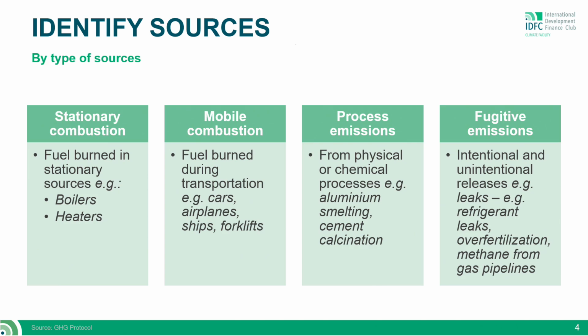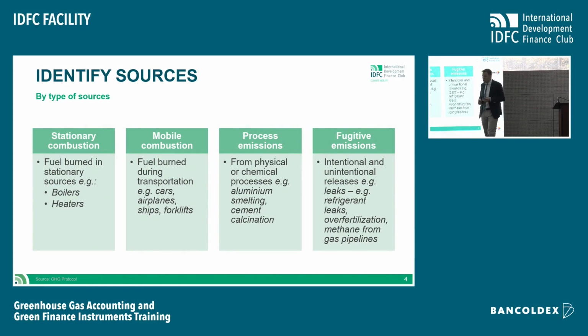And then there are also fugitive emissions, which are in general some kind of leakages, right? And as I said, one of the worst leakages on, let's say, company level very often might be leakages of refrigerants. But it can be also over-fertilization in an agriculture company, leakages from methane gas pipes, and so on.